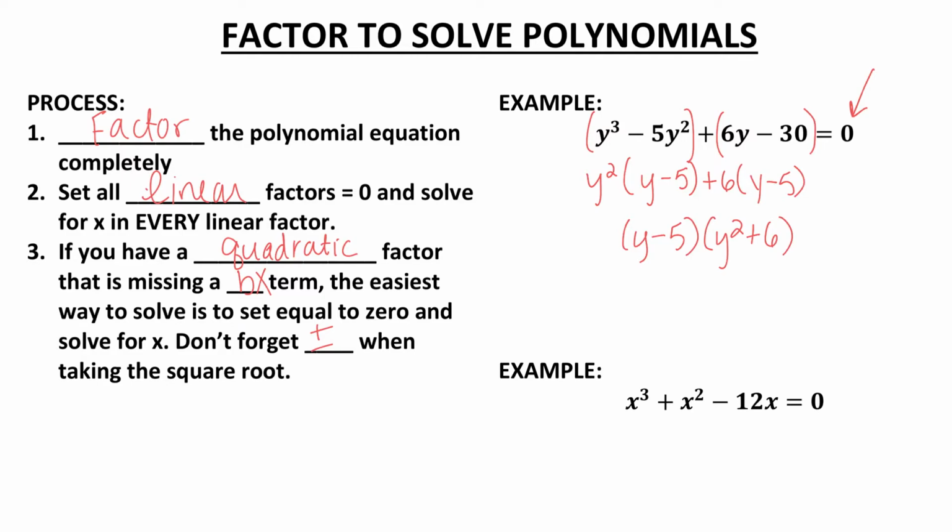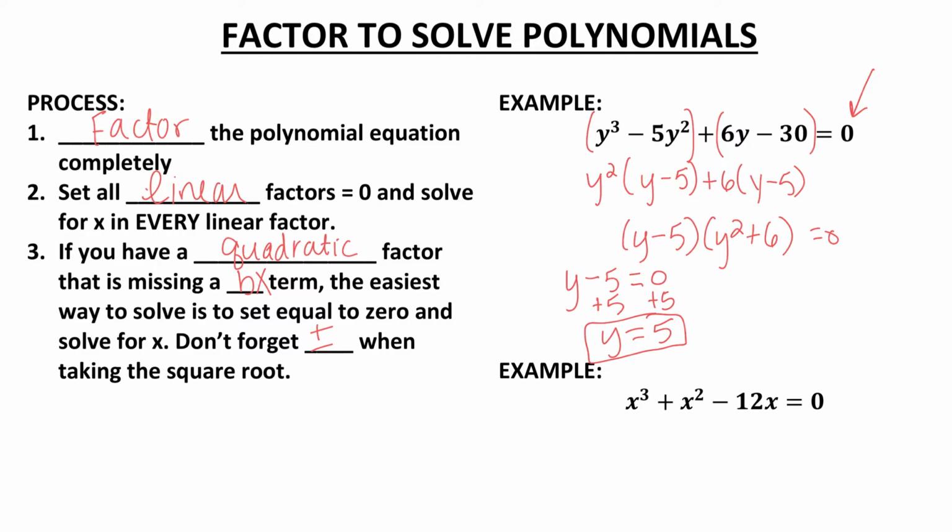Now, I do have one linear term, so I'm going to go ahead and set that equal to 0. So y minus 5 equals 0, and I would solve it. So you'd have to add 5 to both sides. So one of your solutions is y equals 5.